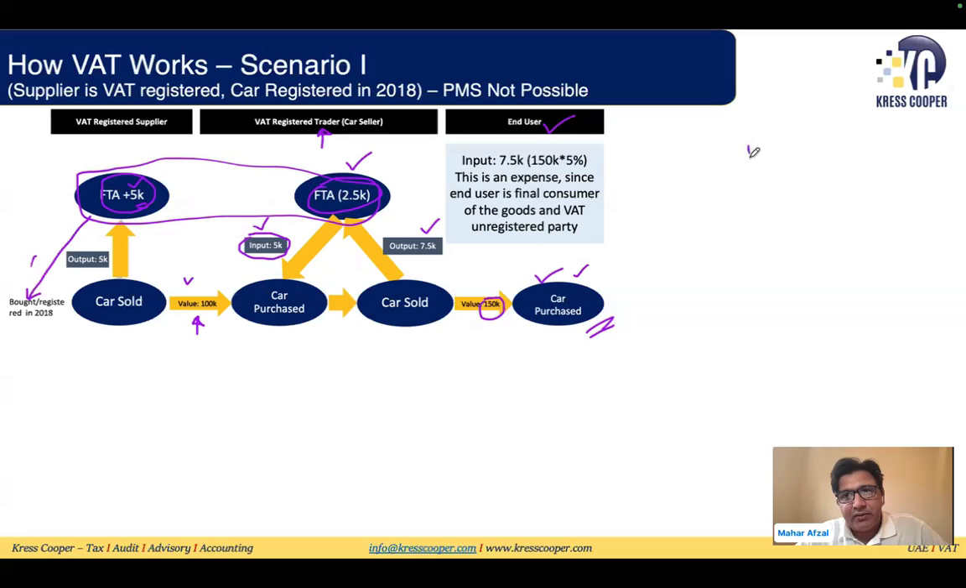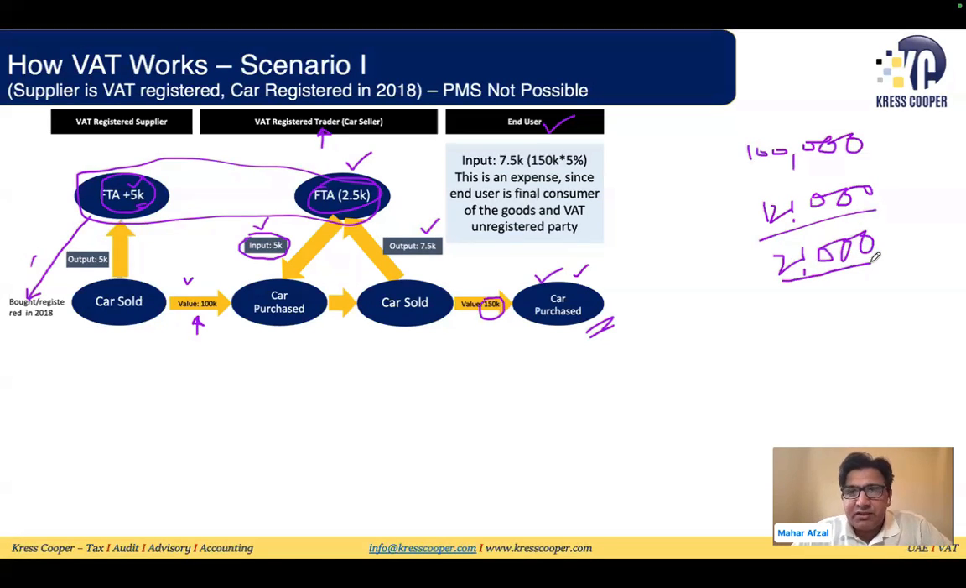Assuming we are buying a car for 100,000 and selling this car for 121,000, how much is our margin? Our margin is 21,000. The profit margin scheme says this 21,000 will be considered inclusive of VAT, so we need to calculate the VAT. It will be 5 divided by 105, so the VAT amount will be 1,000.